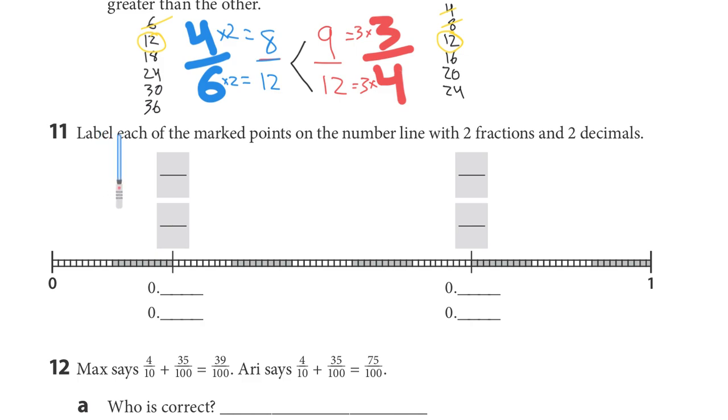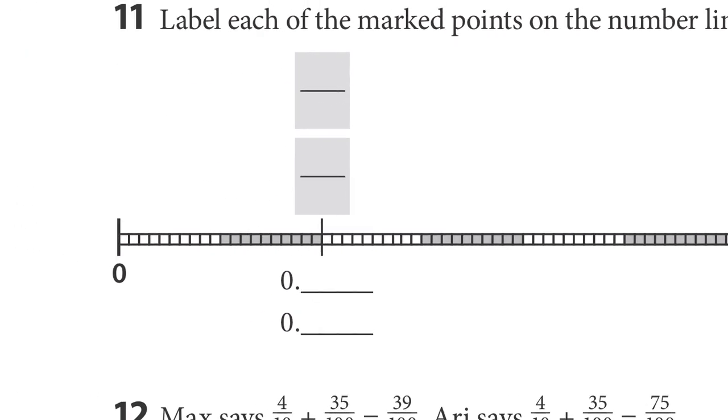Ooh, what are we doing here? Label each of the marked points on the number line with two fractions and two decimals. So as I look at this number line, what are we counting by? It looks like 1, 2, 3, 4, 5, 6, 7, 8, 9, 10. So it looks like we're counting in tenths.